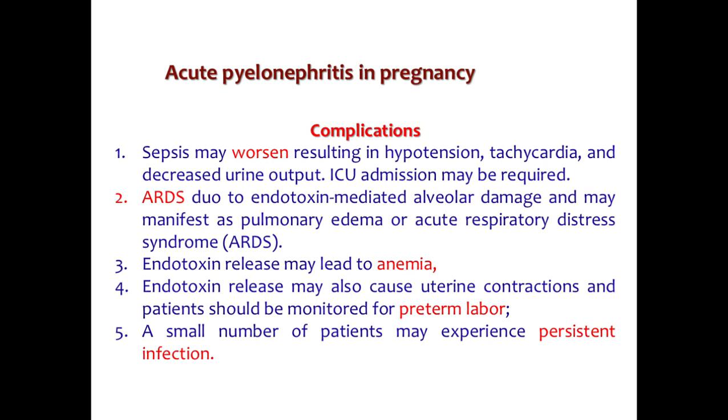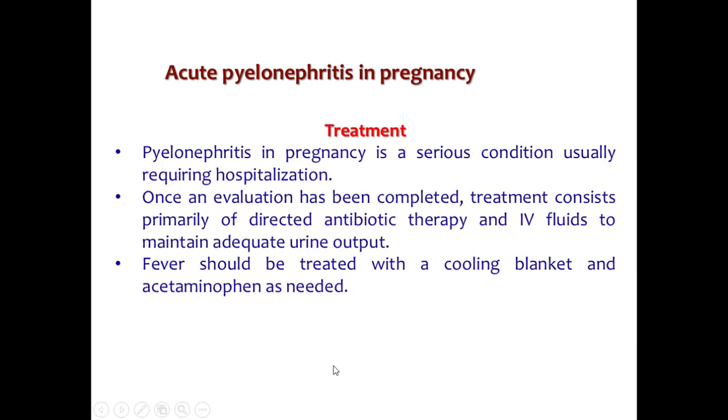Sometimes the occurrence of acute pyelonephritis leads to chronic pyelonephritis and the persistence of infection. Regarding the treatment of acute pyelonephritis in pregnancy, it is a serious condition and must not be treated at home. Hospitalization is mandatory once an evaluation has been completed and the diagnosis is established. Treatment consists of good antibiotics. We start with triple antibiotics against gram-positive, gram-negative, and anaerobes.